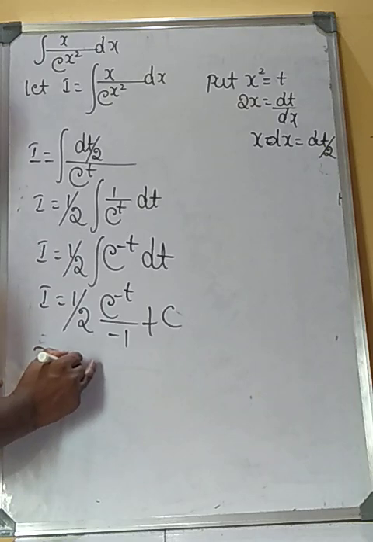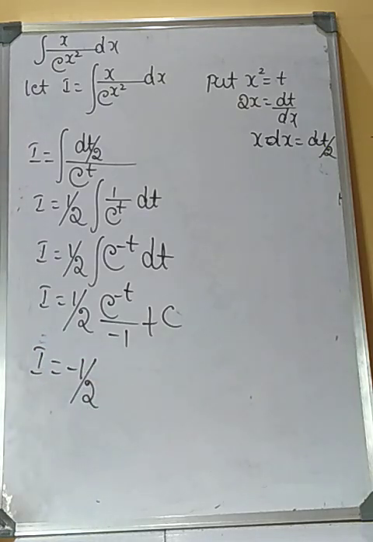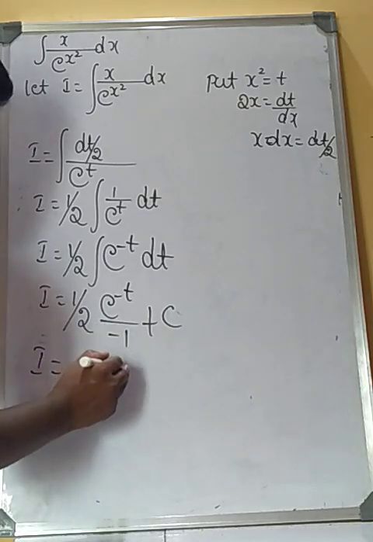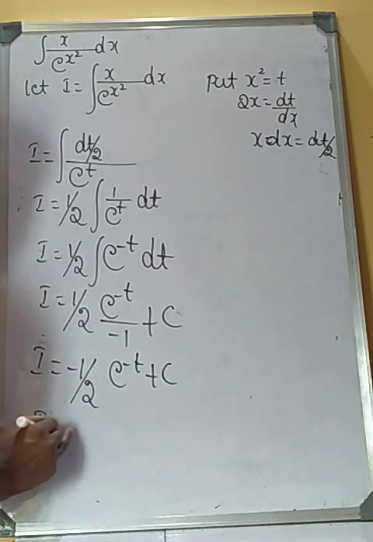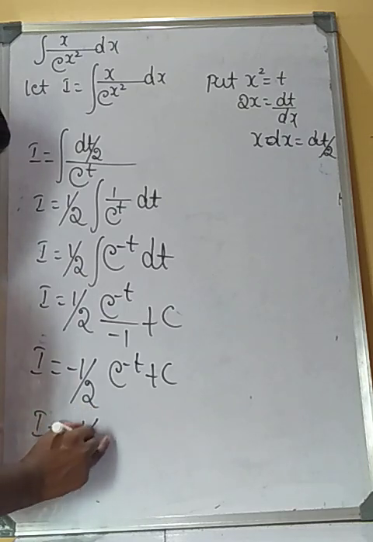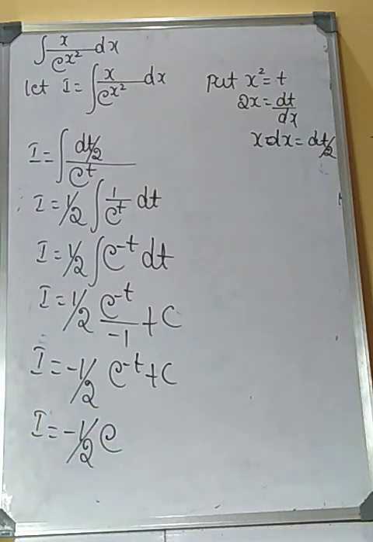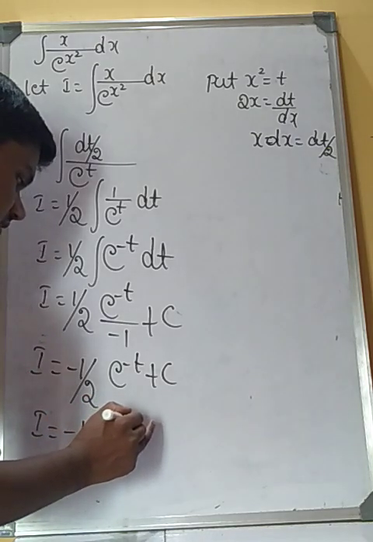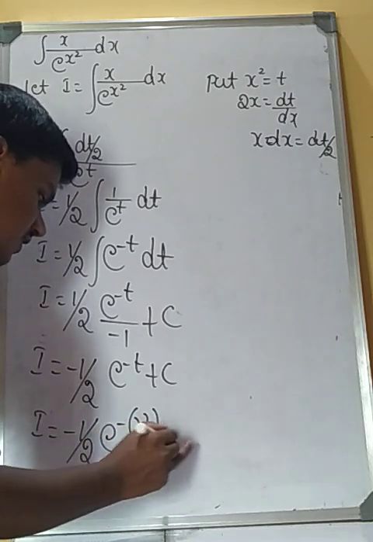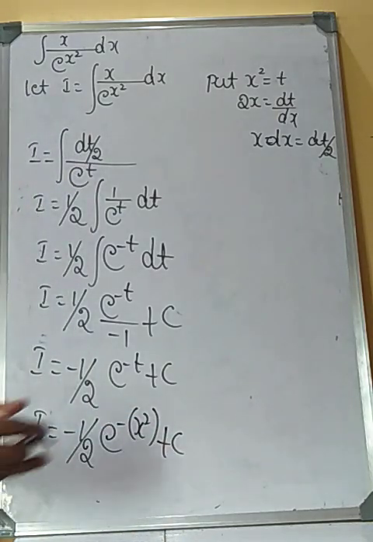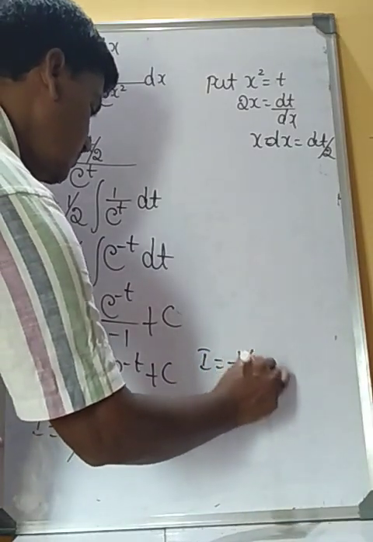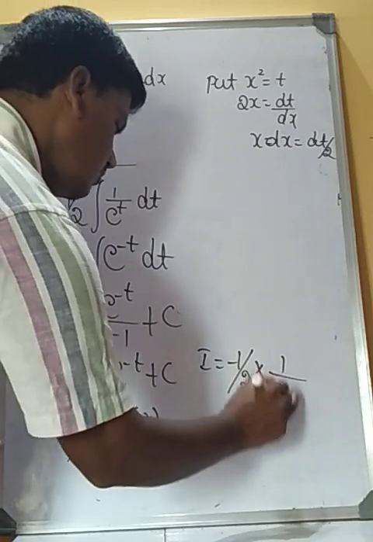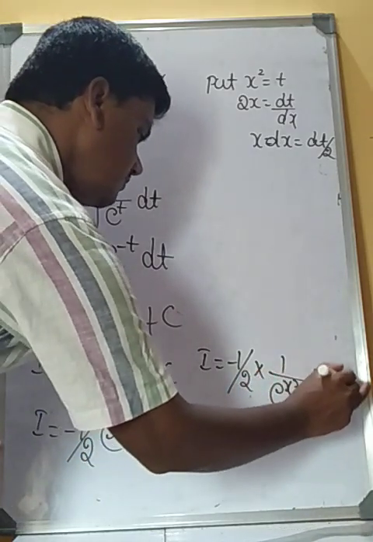Therefore I is equal to minus 1 by 2 e power minus t plus c. What is t? It is x square. So I is equal to minus 1 by 2 e power minus x square plus c, or we can write I is equal to minus 1 divided by 2 into 1 divided by e power x square, plus c.